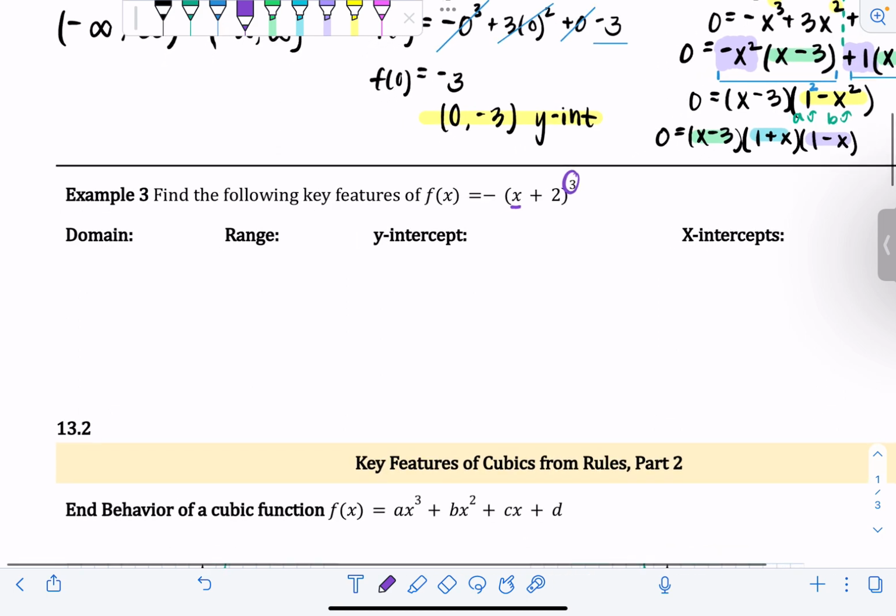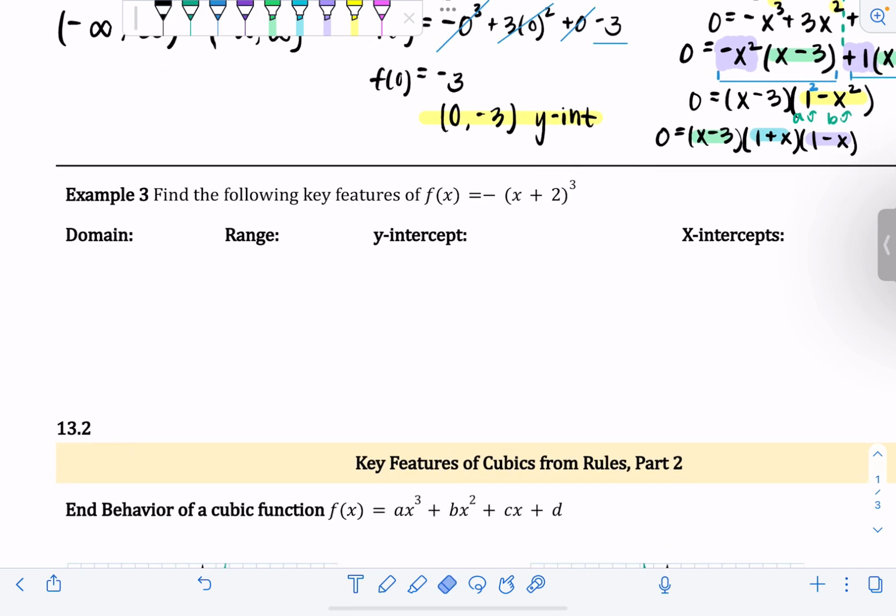Okay, so example 3, domain and range, nothing changes here, it's all real numbers still. So for domain, it goes from -infinity to +infinity. For range, same thing, all real numbers, -infinity to +infinity. For the y-intercept here, there's no real shortcut to find it. We have to put in x equals 0 and solve. So we'll put x equals 0 in here, and then we'll simplify.